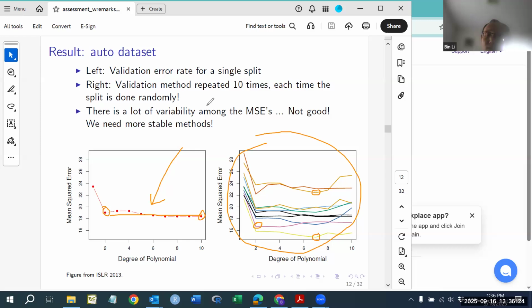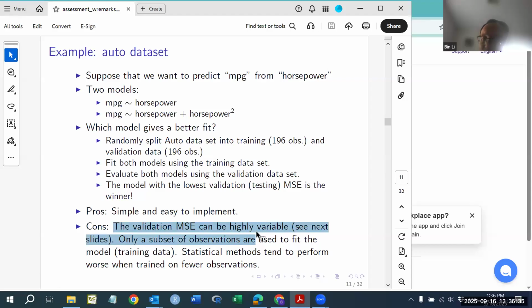That helps us to see what the drawback is. The drawback is that the validation MSE can be highly variable. Only a subset of observations is used to fit the model, and statistical models tend to perform worse when trained on fewer observations. That's another important point. If we just have 400 data points and do an even split, the model that we fit on training uses only 50% of the total data.